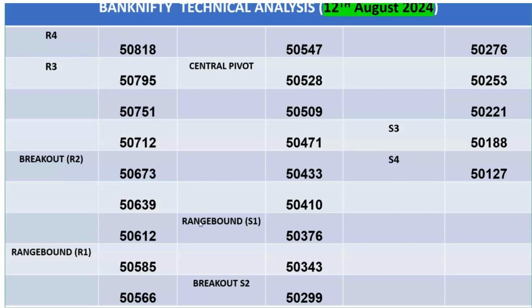On the lower side, you can see the support S1 is at 53.76, then the breakout is at 52.99, and then S3 is the first target. The major target is at 51.88, and S4 is at 51.27. Other than that, there are intermediate levels. These levels are important when you are going for a scalping kind of trade, because these levels are also respected.